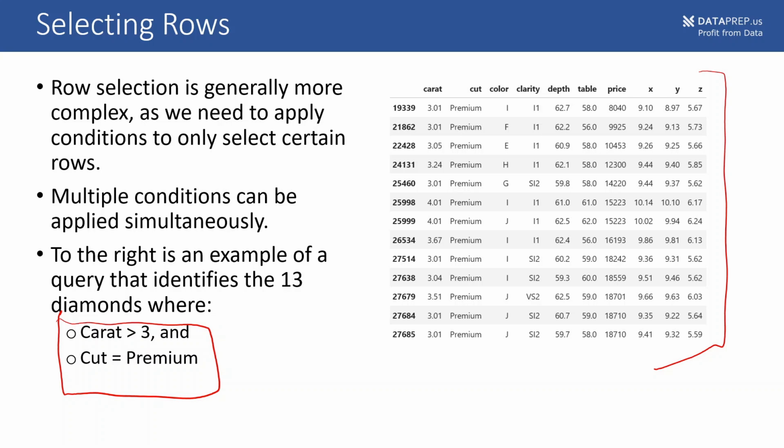Queries can be made arbitrarily complex, and they are a very powerful way to identify specific observations that we have an interest in.